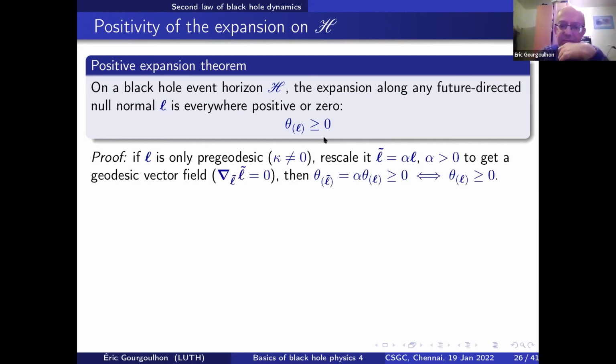So how do we prove this? As I said before, L is only non-normal here because we're assuming non-normal. So if it is with kappa non-zero, we can rescale it to get an L that we want, for which we derive the null Raychaudhuri equation. And because of this rescaling, we have to keep alpha positive because we want to keep the future directed direction. So alpha is to be positive. So if alpha is positive, when we have a rescaling, the expansion rescales with alpha. So if one is positive, the other one is positive as well.